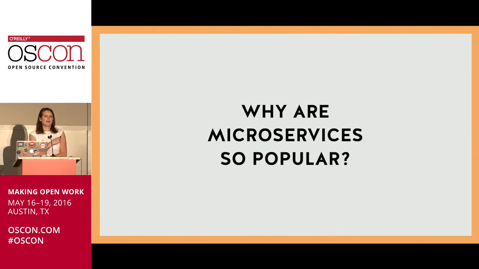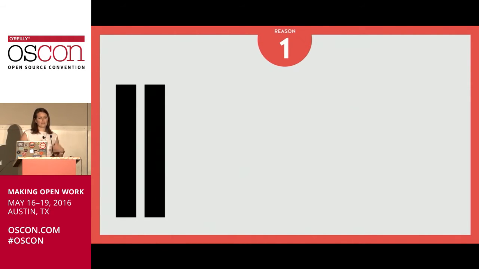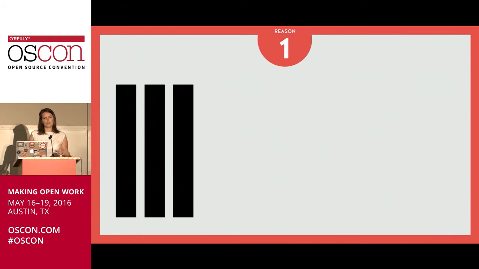So why are microservices so popular? Well, they provide several advantages over a monolithic architecture. First of all, they provide independent deployment and scalability. So for example, with a monolith, you would have all of your logic in one application, and you would deploy it on one server. And if you wanted to scale up, you would add servers. So you're adding duplication of that application.